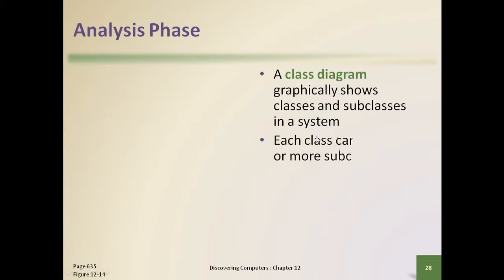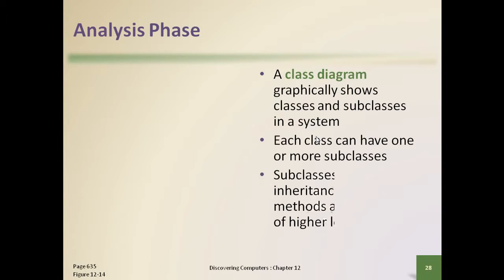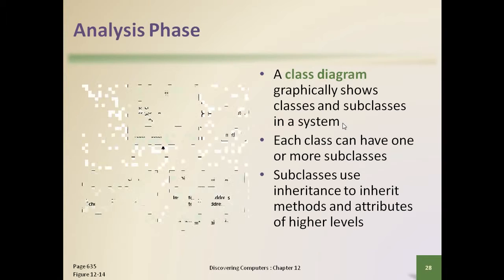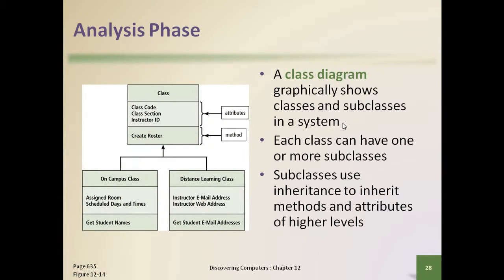A class diagram graphically shows classes and subclasses in a system. Each class can have one or more subclasses. Subclasses are used in inheritance; they inherit methods and attributes from higher levels. Ini adalah gambarnya, ini adalah atributnya terdiri dari kode kelas, class selection, dan instructor ID, sedangkan metodenya adalah create roster.